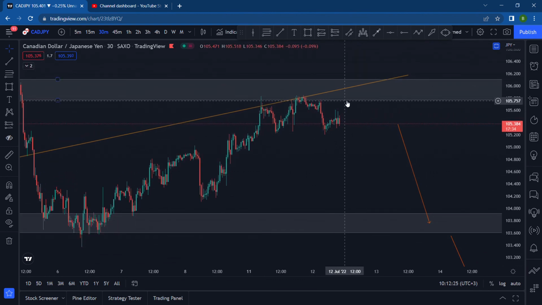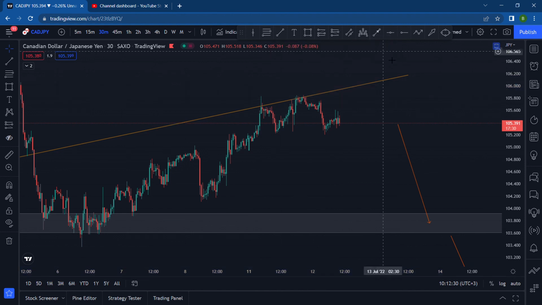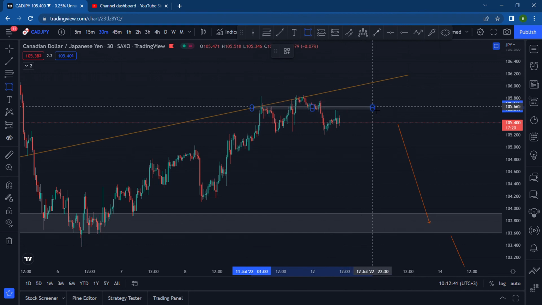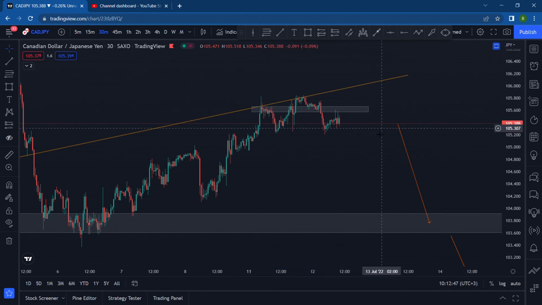So allow me to delete this one, because you already know where it's supposed to be and why this market is falling, so that I can draw a market structure here, head and shoulders. So my trade looks like this.